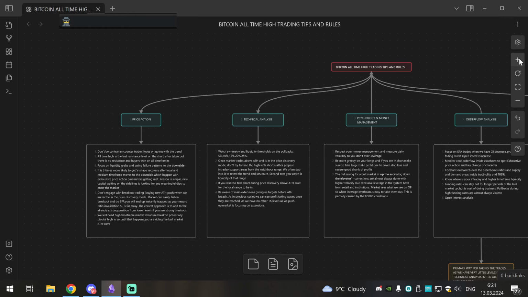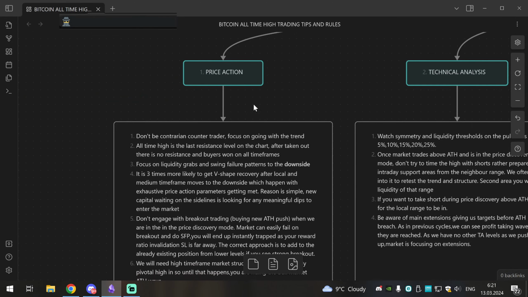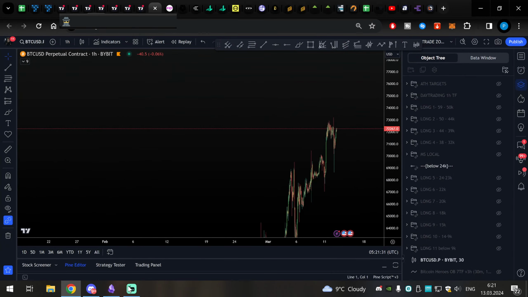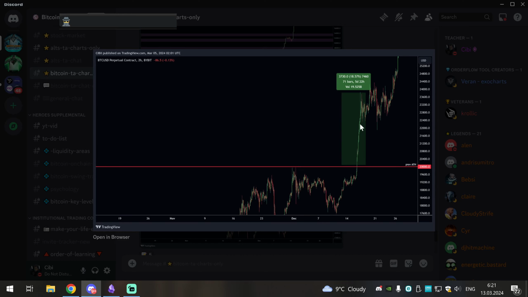So let's zoom in here. We'll be now starting with the price action itself. So the first rule is you don't want to be a contrarian counter-trader. You want to focus on going with the trend. This is very simple. I can show you the older post here, for example, from 2021, when Bitcoin took out 20,000, we had an 18% move to the upside before any pullback and correction started. So if you were trying to short here, you would be destroyed.